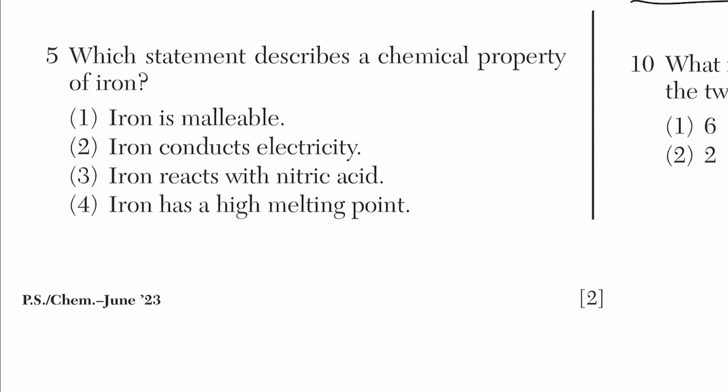On to number 5. Number 5, which statement describes a chemical property of iron? Whether you know iron or not, iron of course is Fe on the periodic table, but you don't need to know any of that. The chemical property and its antithesis or opposite, I should say, is the physical property. They love to pit things against each other on these tests. So it's physical property versus chemical property. That's what this question is about.